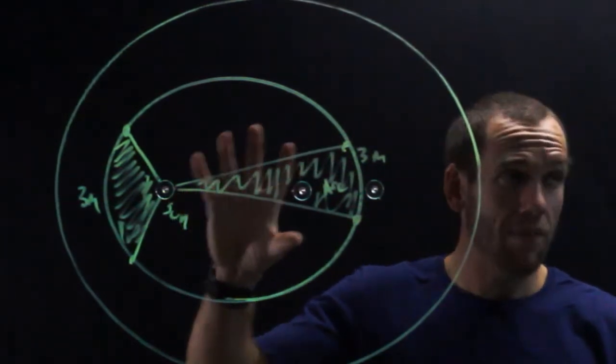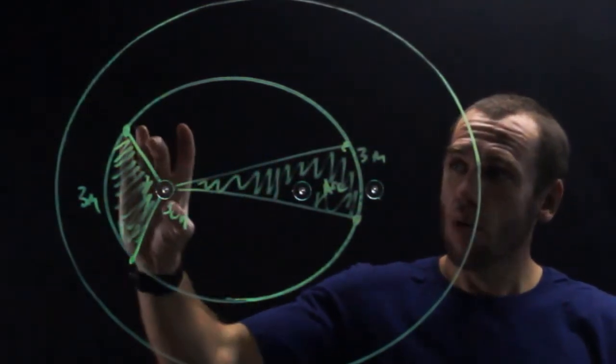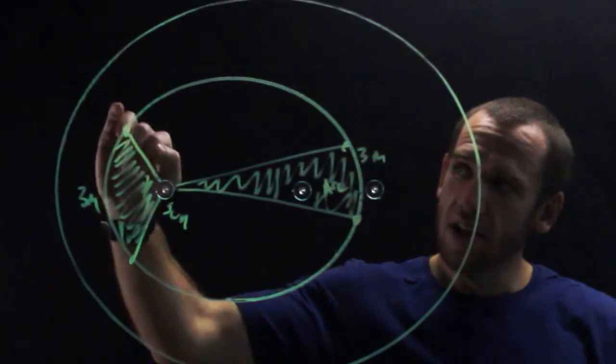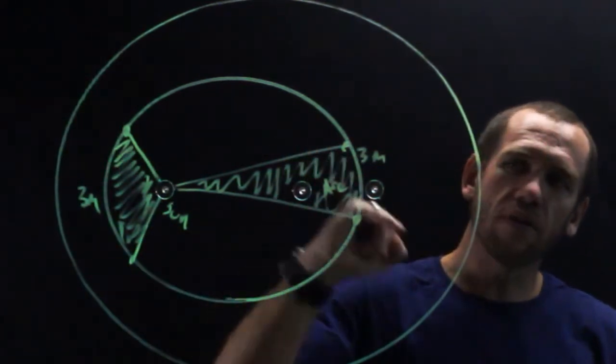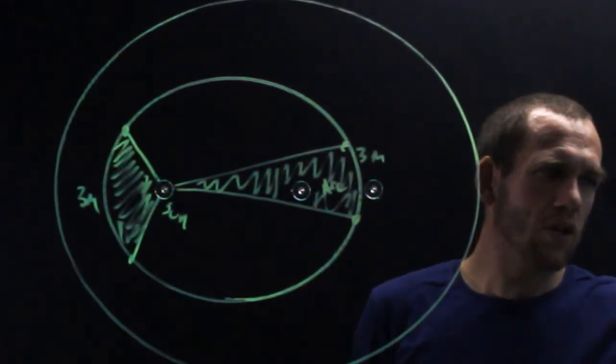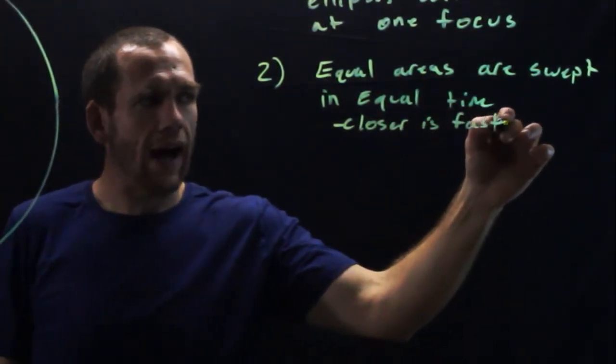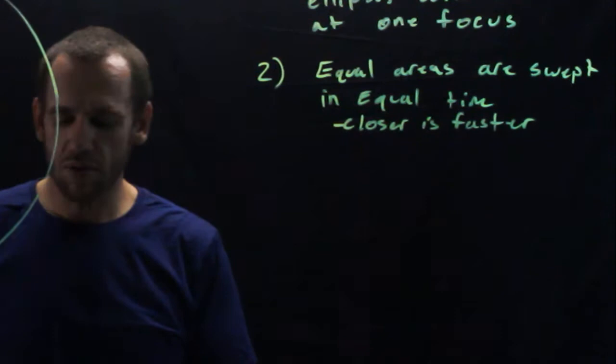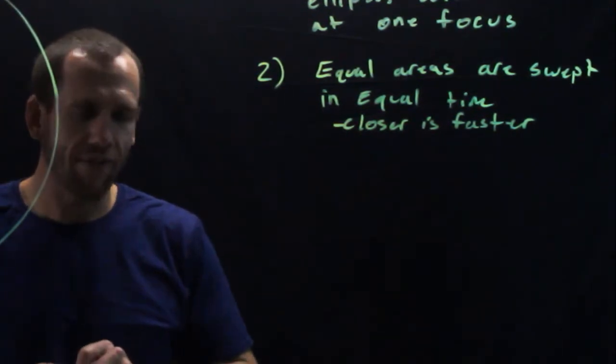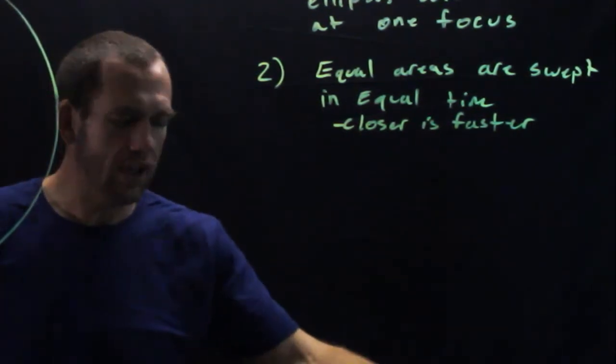They're equal. And basically what this tells us is when the planet is closer to the sun, it moves faster, and when it's farther from the sun, it moves slower. So closer is faster. Now Kepler knew this, but he didn't know why. It actually took Newton's laws and his theory of gravity to explain what's going on here.